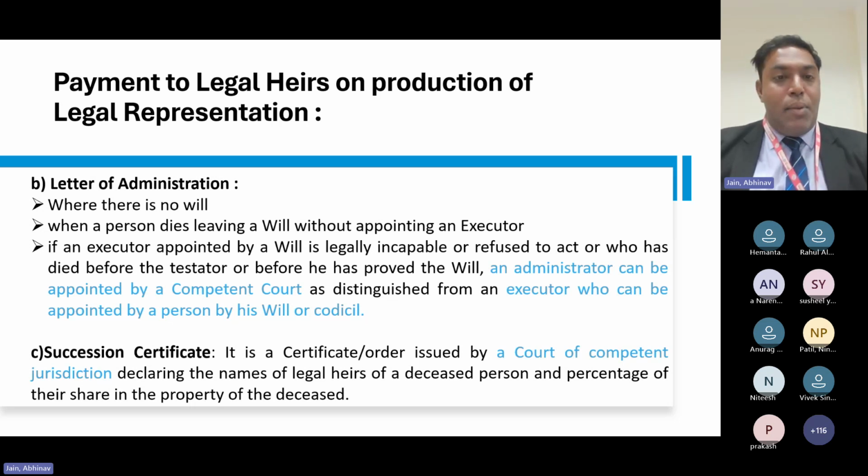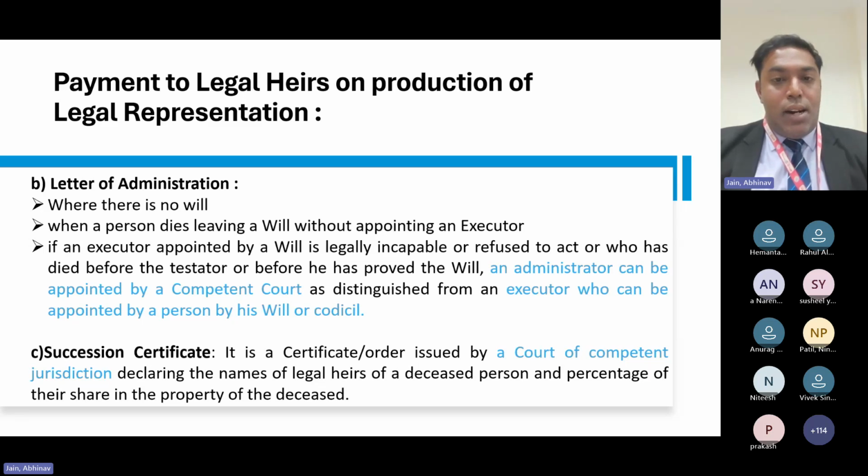An administrator can be appointed by a competent court, and is different from an executor, who is appointed by the person by his will or codicil. So the executor is appointed by the person who is creating the will, and the administrator is appointed by the competent court. This question has come in the past. Who is an administrator? He or she is appointed by the competent court. And who is an executor? Appointed by the person by his will or codicil. I hope letter of administration and the terminologies are clear to all of you.